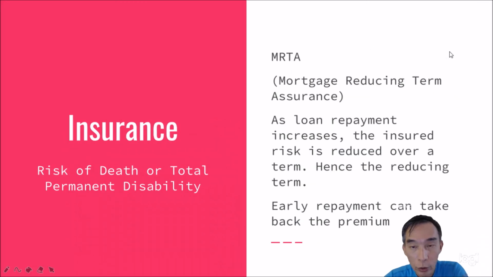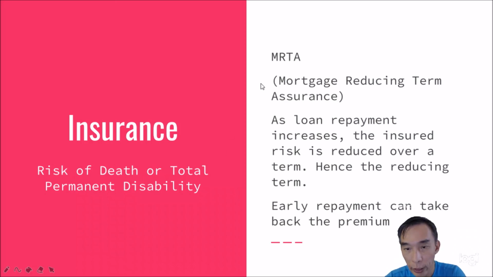Right, insurance. When you buy a property, you take a loan. The loan is a risk, a liability for payment of this house in order to service all the installments. So you can buy insurance to protect this particular risk. This is called mortgage reducing term assurance. As time passes, the loan is slowly paid off and the risk is removed, so the insurance also reduces the coverage because the risk is diminishing. Therefore, the risk of death or total permanent disability during the repayment period will be handled by the MRTA.